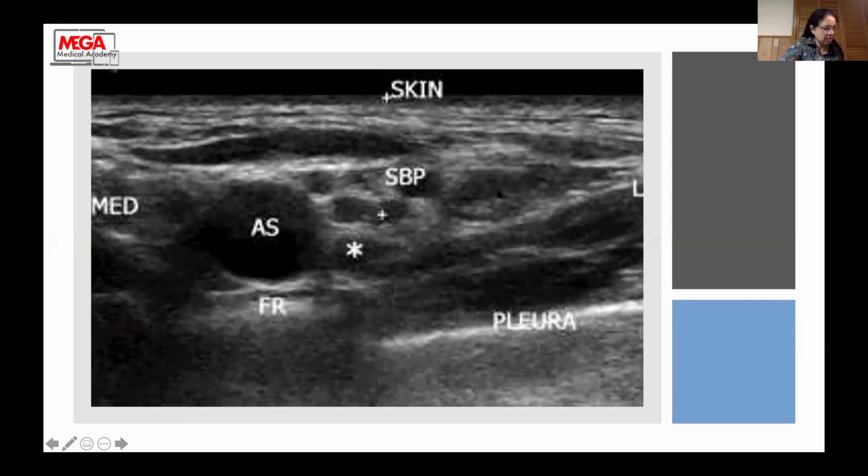Here it looks nice and compact and beside each other. Sometimes you don't see this picture. There are many anomalies, but this is the most common presentation you see. You have to make sure that you're away from the first rib and the pleura.